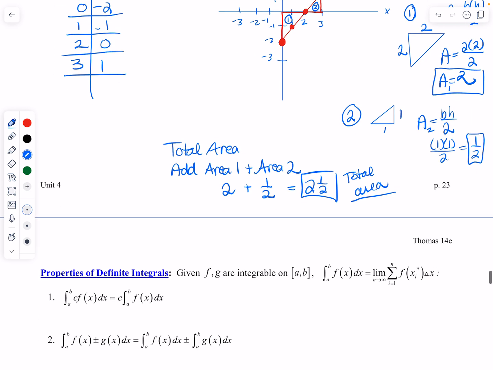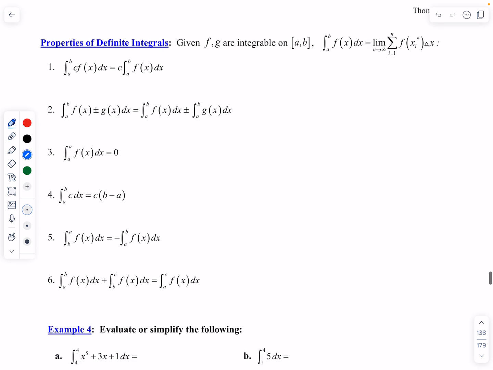Okay, all right. So let's look at the properties here of definite integrals. Given the functions f and g are integrable on the values from a to b, so we have the integration from a to b of f of x dx. This is equal to the limit as n approaches infinity of the sum from i to n of the function x sub i delta x. So basically, now we don't have to make pictures, we can just integrate, but we have to do so with what's called a definite integral.